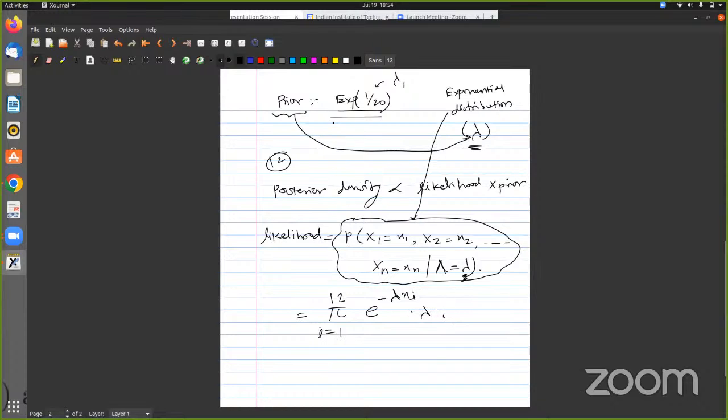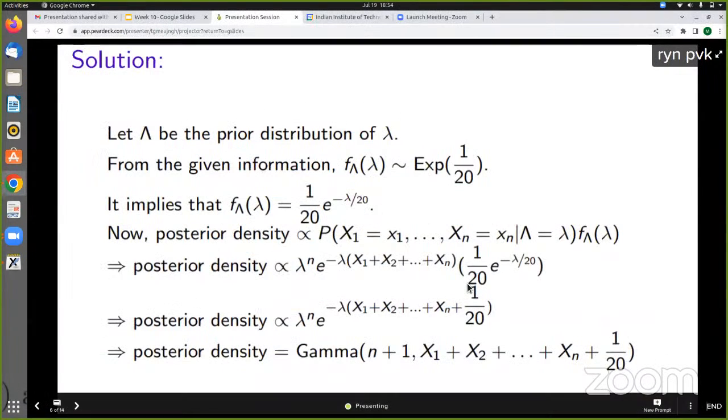Now for the prior distribution, how do we find it? It is 1 by 20 e to the power minus x by 20. But what is x here? x is from x1 to x12.